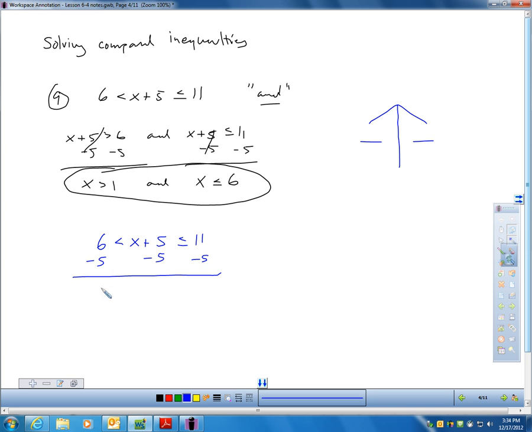Well, if I take away 5 here, I get 1. If I take away 5 here, I get x. And if I take away 5 here, I get 6. Do you see how I'm getting the same thing? x greater than 1 and x less than or equal to 6. All I've got to do is graph that now.